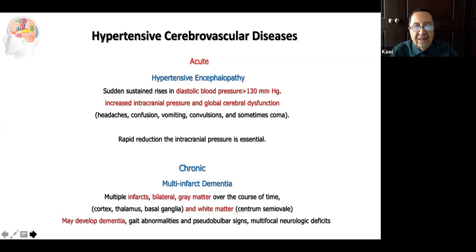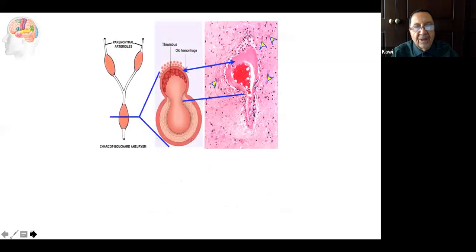In the chronic case, there is multi-infarct dementia, which is multiple infarcts that are causing interruption of the connections between the parts of the brain, cortex, thalamus, basal ganglia, and so on. And the patient may develop dementia and gait abnormalities and what we call pseudobulbar signs, which is weakness in the muscles that are supplied by the lower cranial nerves, but that weakness is an upper motor neuron weakness.